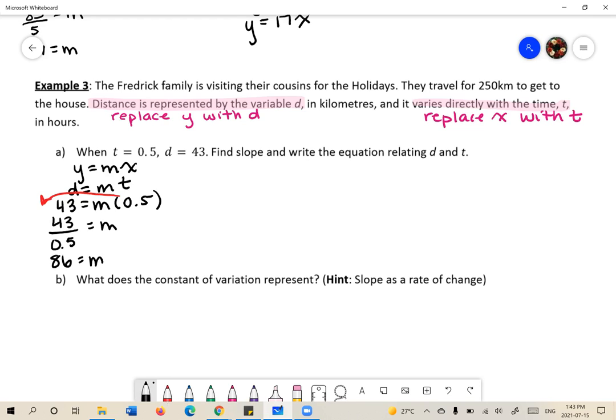And now we need to create an equation. So instead of using y = mx, I'm going to use d = mt. I'm going to leave d and t as variables and just replace m with the value that we just found.